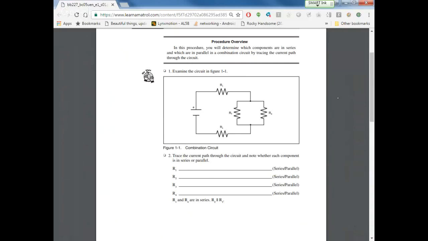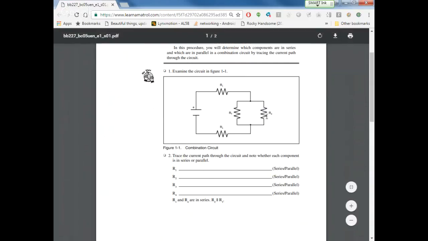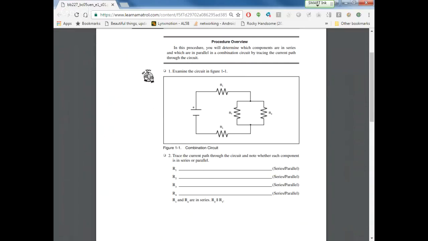What about R2? Parallel. This is R2 right here. It's a little blurry, but that's R2. What about R3? Parallel. It's in parallel. And R4? Series. All right. Let's see what else it has.